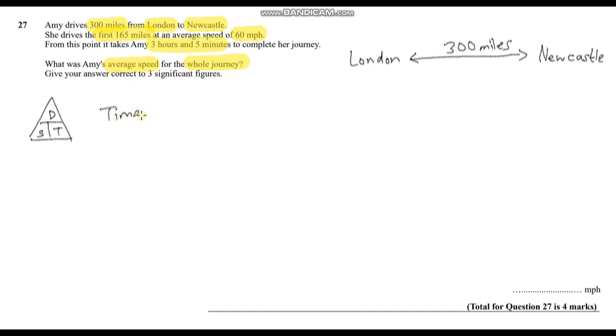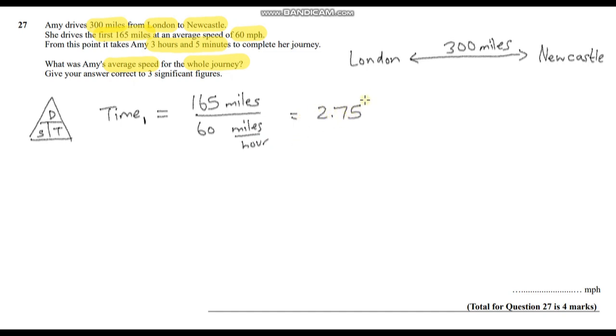So the time, and this is only the time for the first 165 miles, not for the whole journey. I'm just going to put a little 1 here to show that this is the first part of the journey. So it's going to be the distance, which is 165 miles, divided by the speed, which is 60 miles per hour. So let's get our calculator out. 165 divided by 60, and that gives us 2.75.